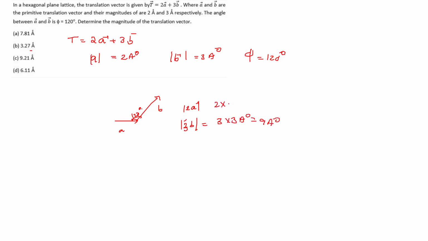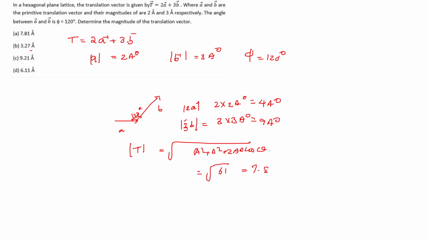2 into 2 angstrom will be 4 angstrom. The translation vector will be the root of a square plus b square plus 2ab cos theta. Substitute the values: 4 square plus 9 square plus 2 into 4 into 9 into cos 120. The answer is the root of 61, approximately 7.81. That will be your translation vector.